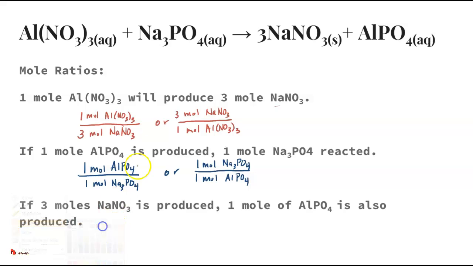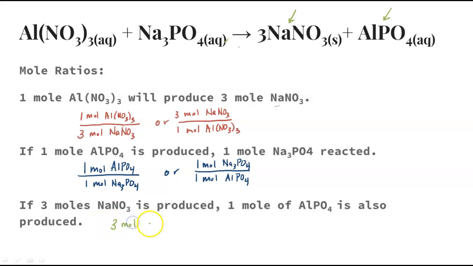Let's give it a try and go for green. So for the next one, it is looking at the relationship between NaNO3 and AlPO4. Okay, so let me see if I can get my marker here. There we go. So in this relationship, we notice that if 3 moles of NaNO3 are produced, 1 mole of AlPO4 was also produced. Remember, these are the products on the right-hand side of our equation, and these are the ones that are produced. So let's write down our conversion factors.